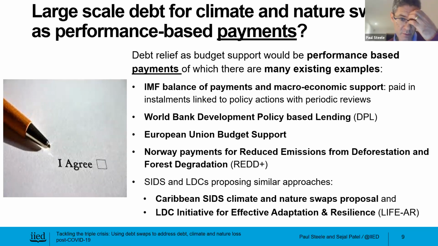In the environmental sphere, we have the example of Norway's payments for reduced emissions for deforestation and forest degradation, or REDD+, where payments are made on the basis that countries such as Indonesia agree to certain criteria for improved forestry management. And then coming to debt swaps, small island developing states, or SIDS, and least developed countries, or LDCs, are proposing similar approaches of using government systems. For example, the Caribbean SIDS climate and nature swap proposal uses this approach, and similarly, the LDC Initiative for Effective Adaptation and Resilience, or LIFE-AR, also suggests using a government financial system for payments.